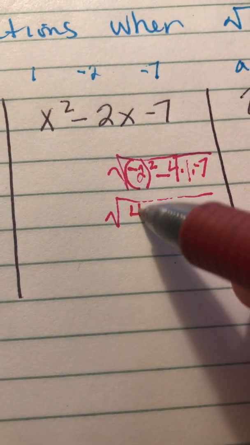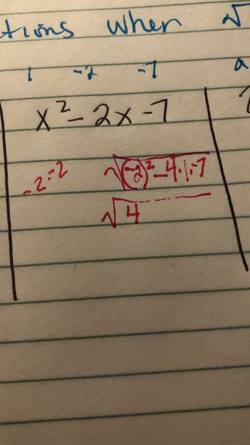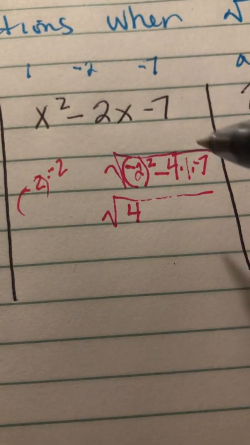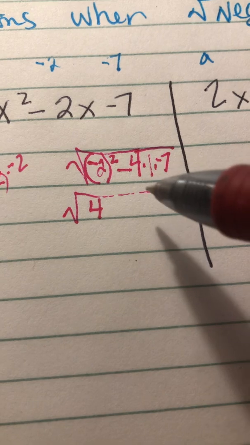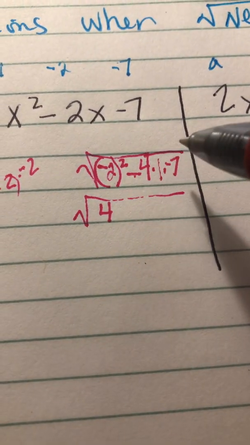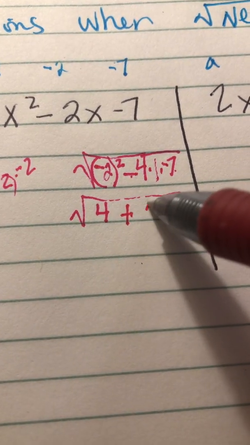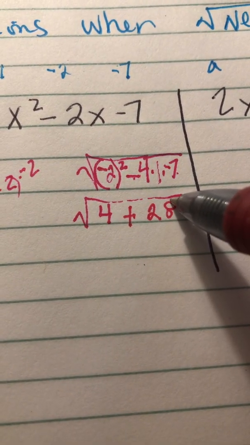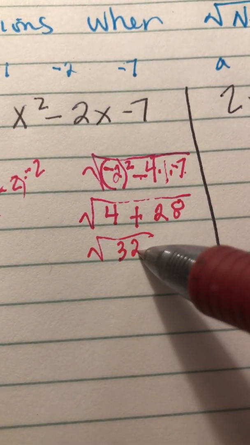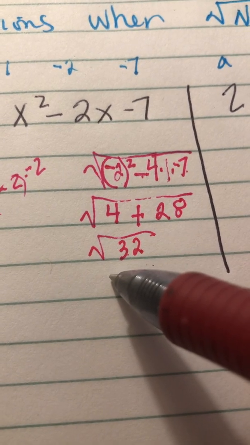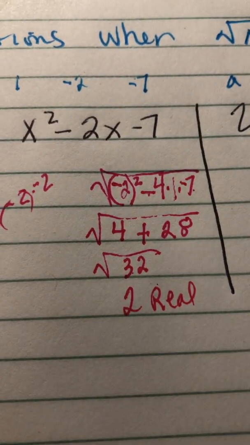You want to put that in your calculator with the parentheses. It's actually positive 4, because negative 2 times negative 2. If you don't use the parentheses around it, the calculator will actually tell you negative 4. So please be careful. Okay, and then we have negative 4 times positive 1 times negative 7. So that gives us a positive 28. And then when you put that together, we have the square root of 32. So the discriminant is 32. We have 2 real answers because the internal part of this is positive.